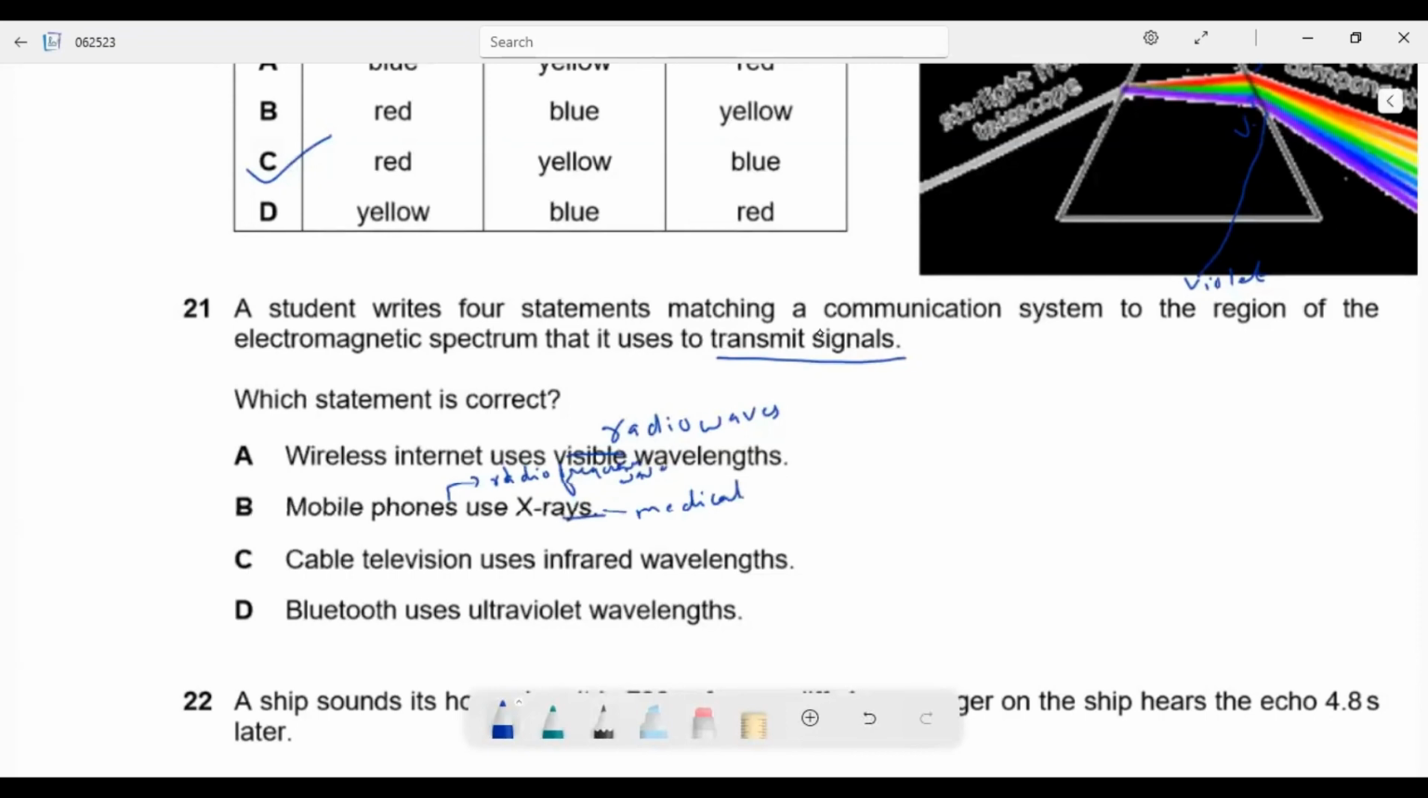Cable television uses infrared wavelengths. That is right. Bluetooth uses ultraviolet waves. That is wrong. Bluetooth uses, again, radio waves.